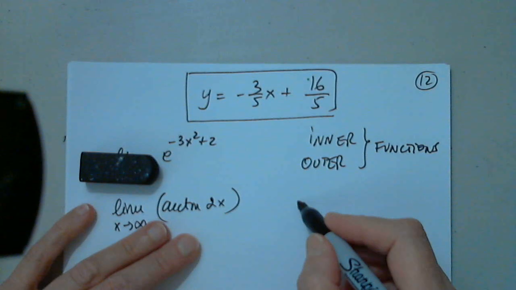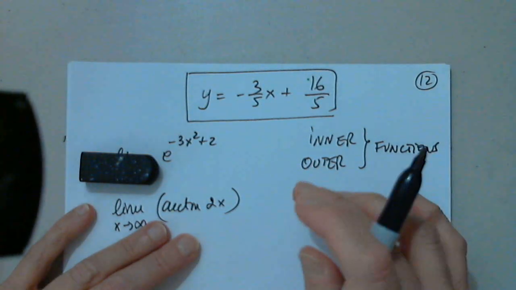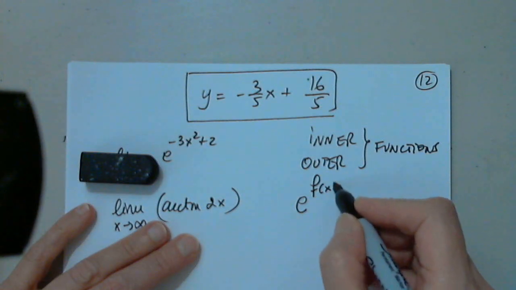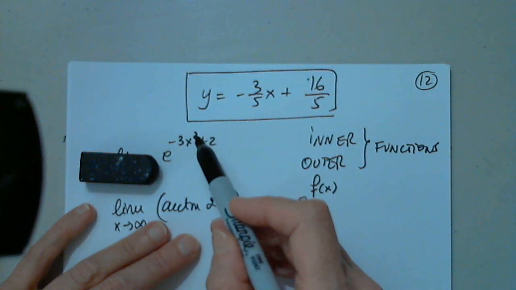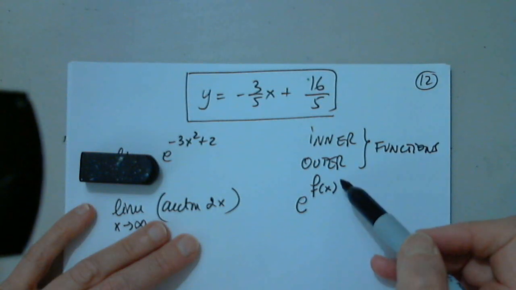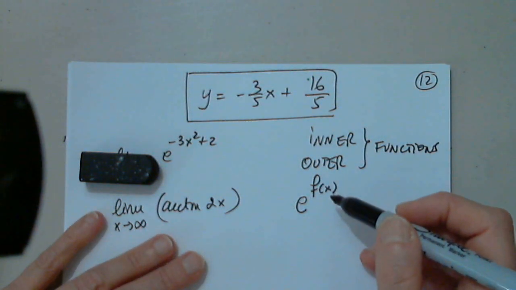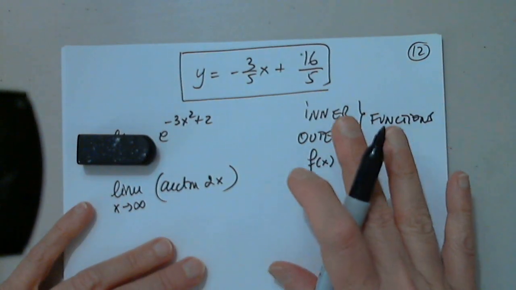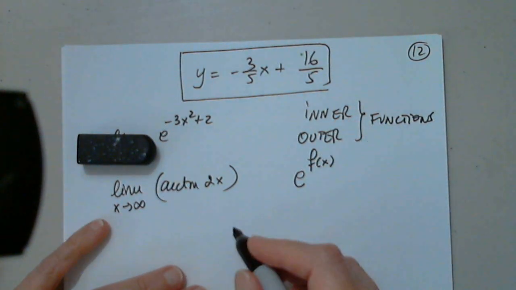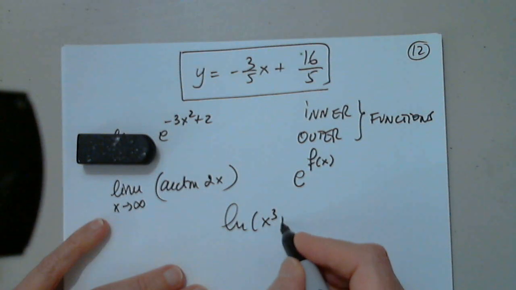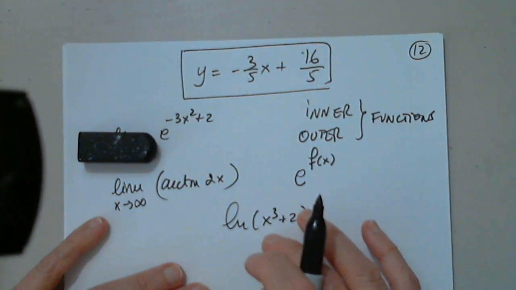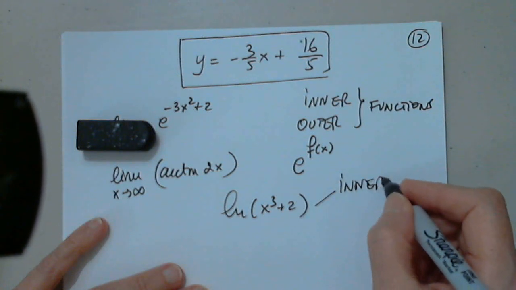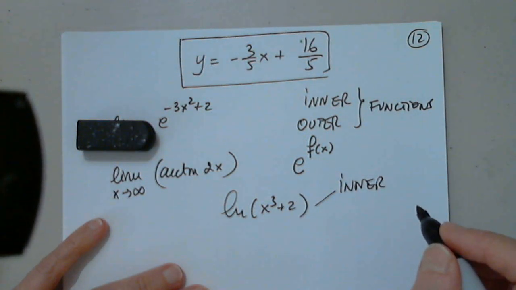I have a function, which is the exponential with base e, raised to another function. This is a function, and e to this is another function. Which of these two is the inner, and which one is the outer? Maybe we should start with an even simpler example. If I have natural log of x cubed plus 2 for this one, and then we'll come back to this. What is the inner, the function that I have to evaluate first?